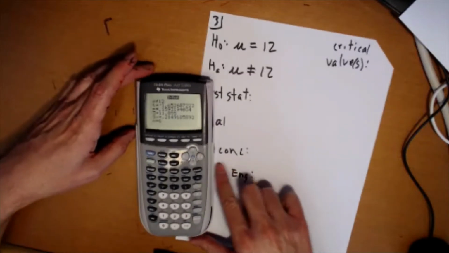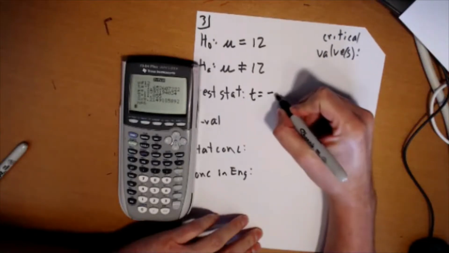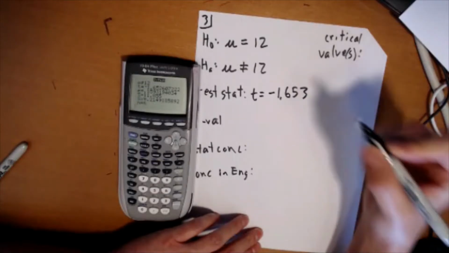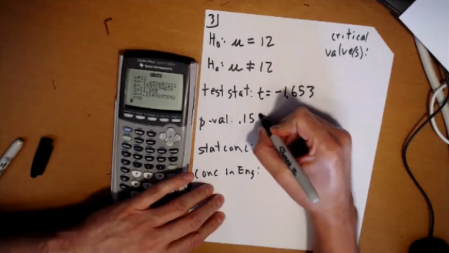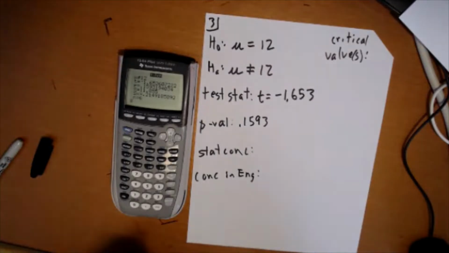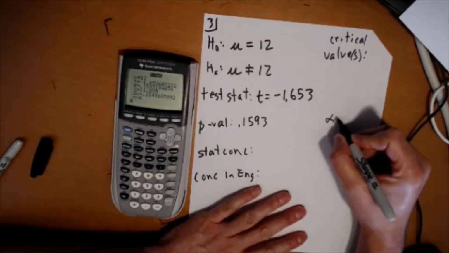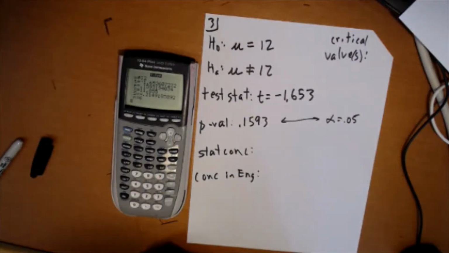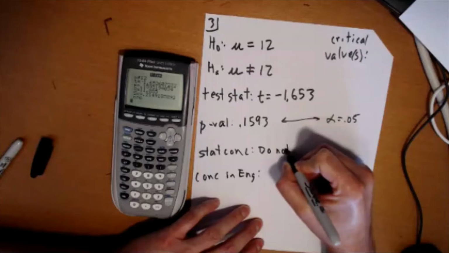It spits out all the information for us. We have a test stat. Make sure you write t. T is equal to negative 1.65, I'll just round it, negative 1.653. And then it says the p-value is 0.1593. The problem said alpha is 0.05. How does my p-value compare to my 0.05? It's more than. So if my p-value is greater than my alpha, I fail to reject H0, or as our book says, do not reject H0.